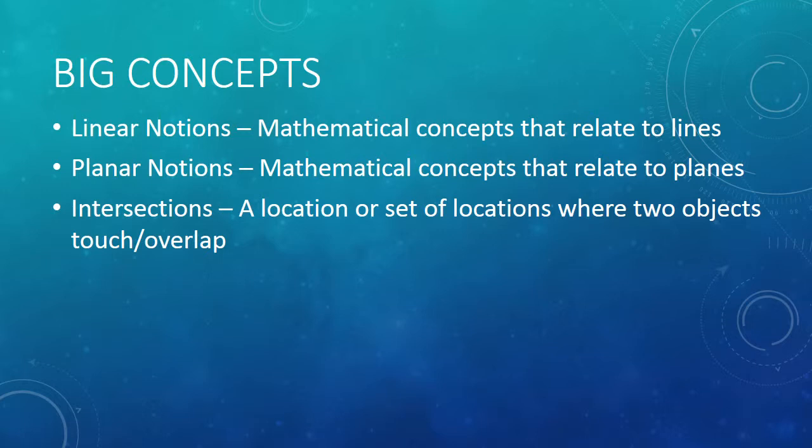And then finally we talk about intersections. An intersection is a location or set of locations where two objects touch or overlap. You can have lines, you can have planes, you can have lines and planes that are all intersecting. And so it only makes sense that we would talk about that as we're talking about linear and planar notions.